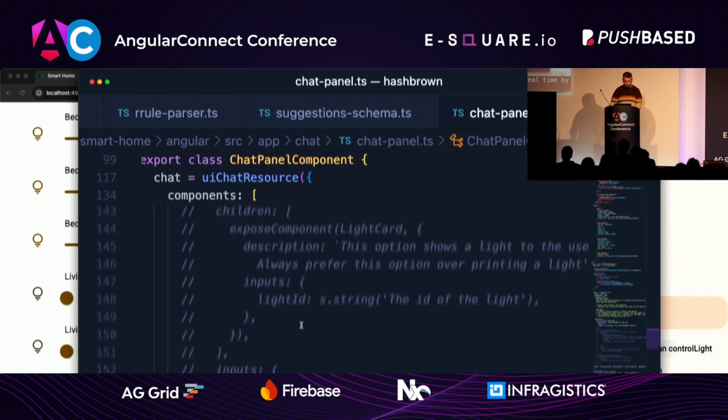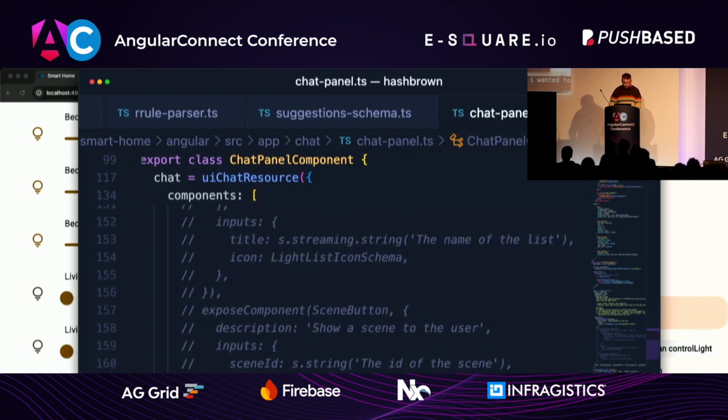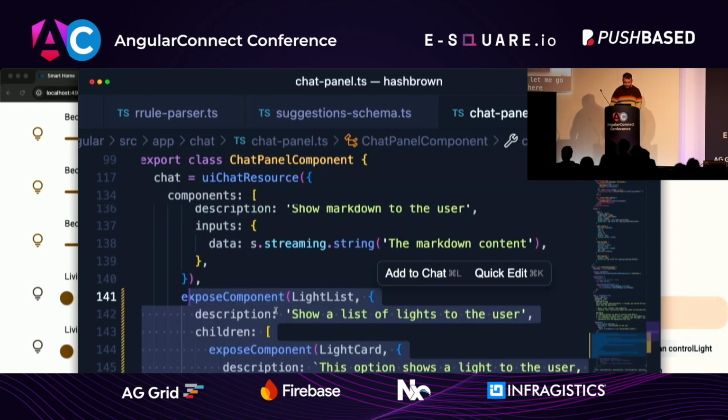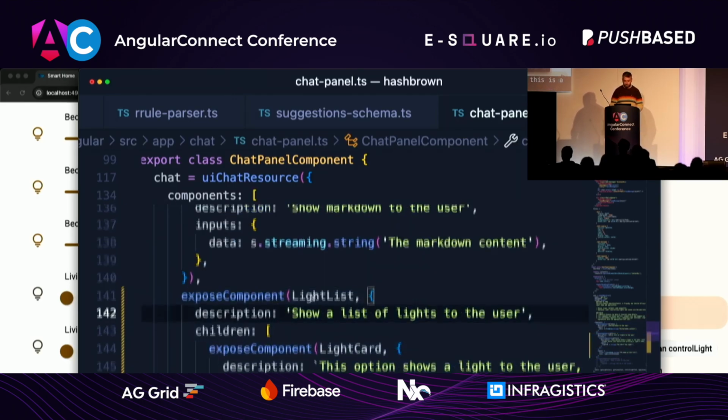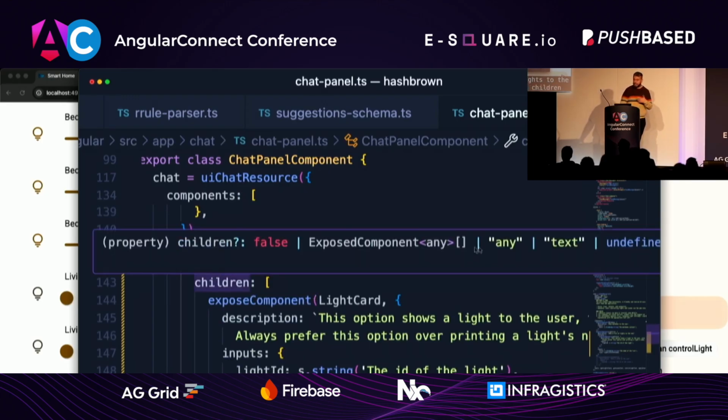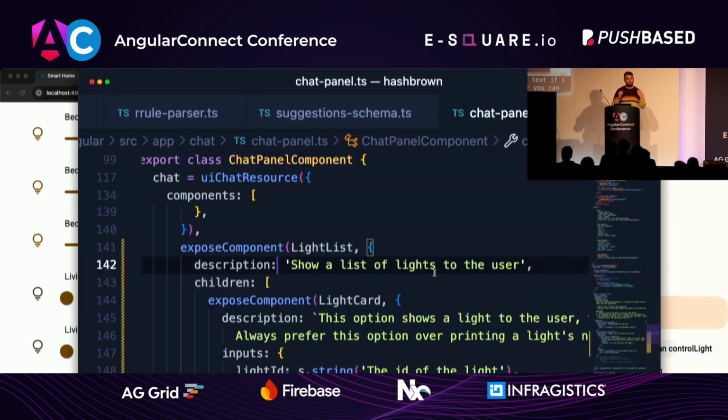But what if I wanted to do some more components? Well, let me go ahead and uncomment this next one here. This is a light list component. It shows a list of lights to the user. And any of these can actually have children. So children can be any, if you want to let the LLM choose any component to be its child. It could be text, if I wanted to let it render text into it. Or you can give it an explicit list of components that are allowed to be rendered as children here.